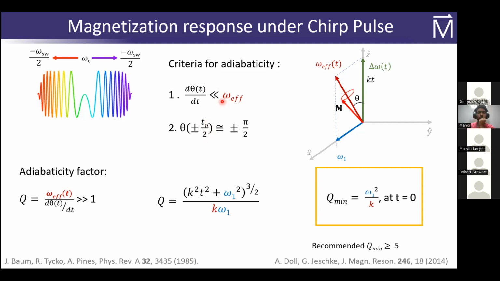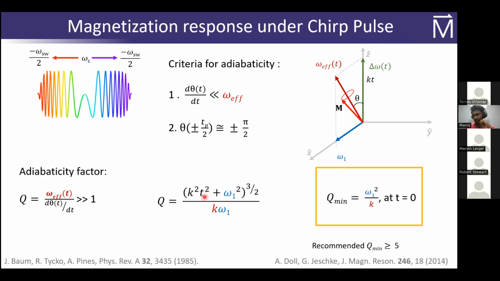In order to quantify criterion 1, we define a dimensionless factor called the adiabaticity factor, as the ratio of the effective field over the rate of change of this tip angle. For the linear chirp, we obtain this equation, and then we can quantify it by calculating the minimum adiabaticity at the center of the pulse.